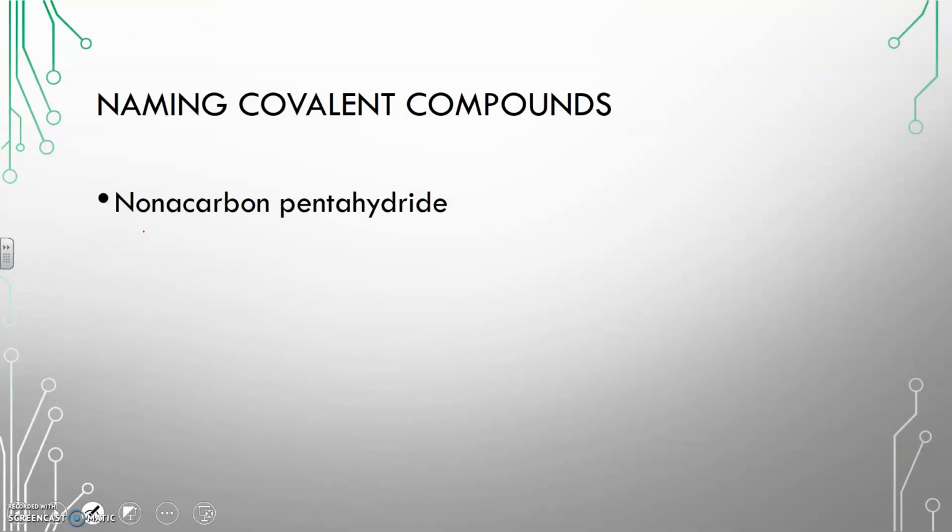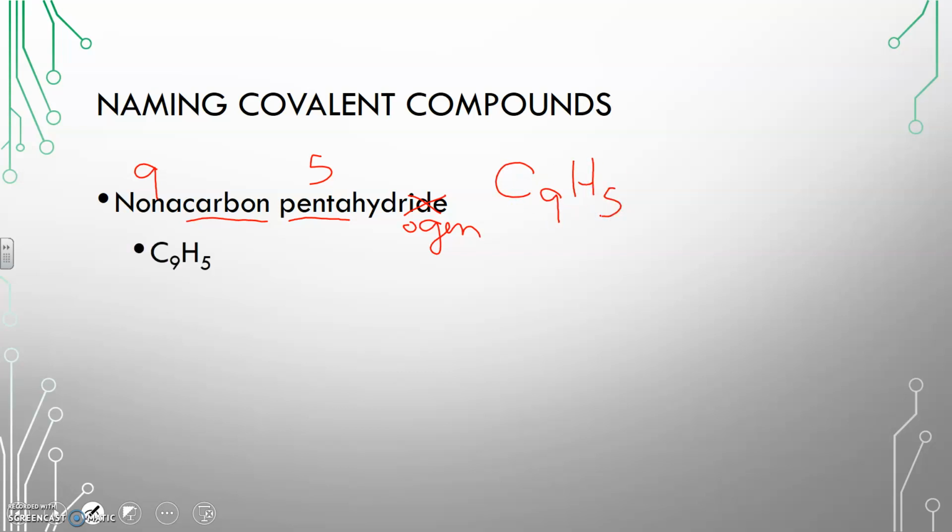All right, so now let's do it backwards. Nonacarbon pentahydride. Nona, remember, is 9, and then we've got carbon, right? So 9 carbon. Penta, remember, means 5. Hydride, cut off the IDE ending, and this one is hydrogen. So we have 9 carbons and then 5 hydrogens. So C9H5.